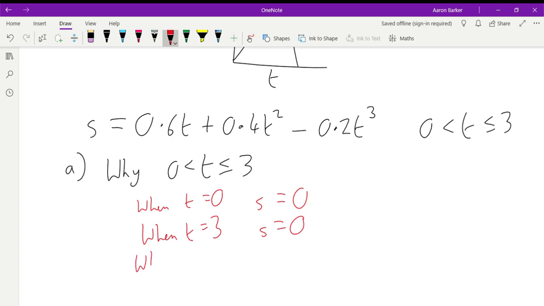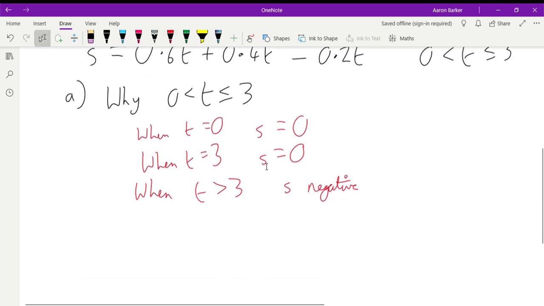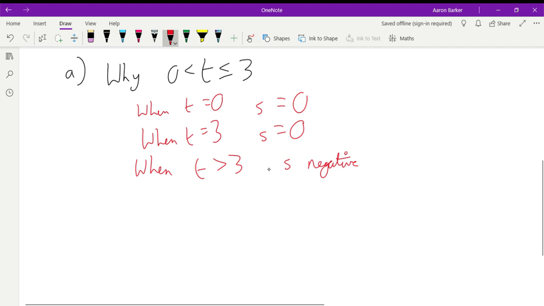And if you try values that are greater than 3, you'll find s is negative. So we must be in a situation where we're not allowed to have negative values of our displacement. So I would just say can't have negative displacement, or something along those lines.